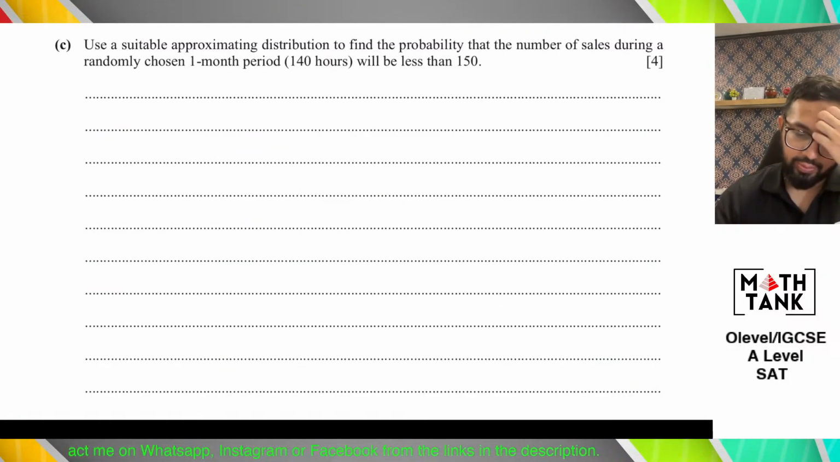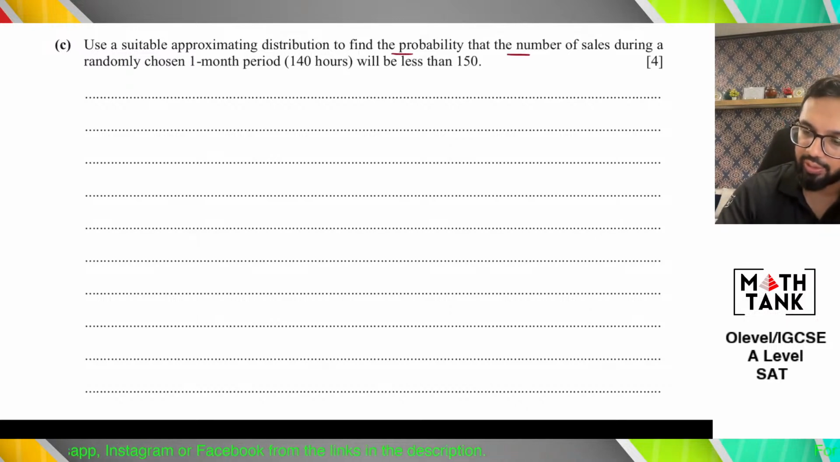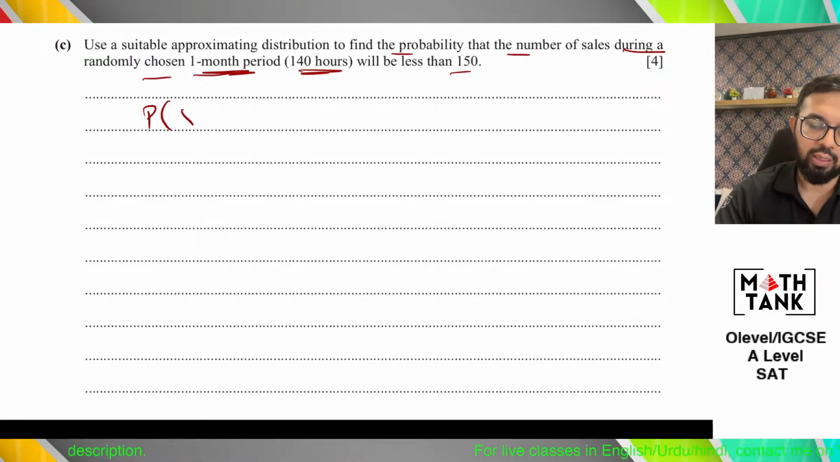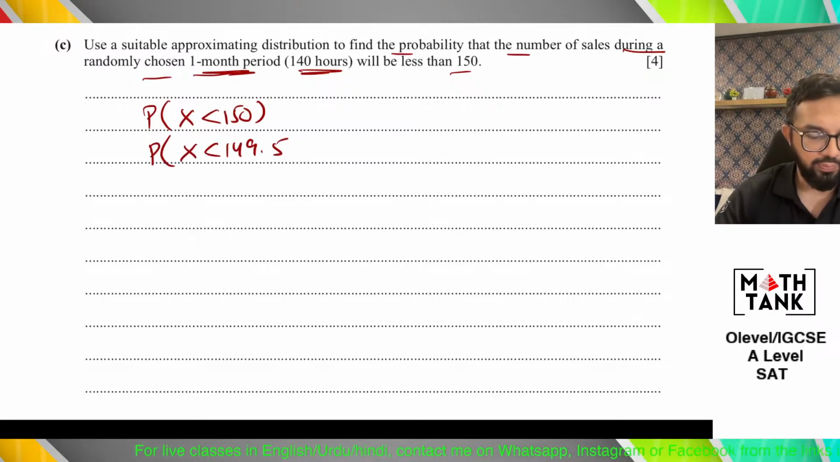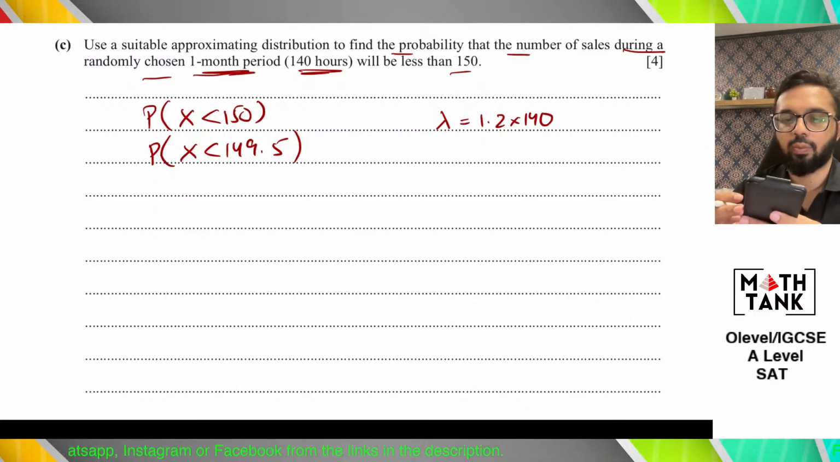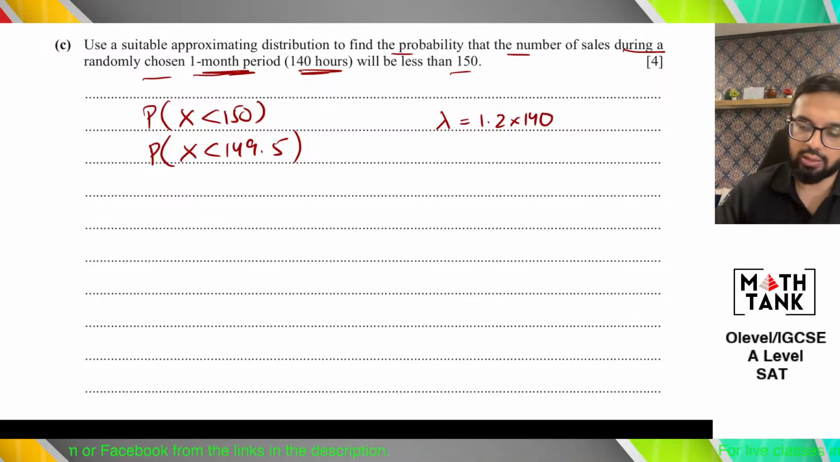Part 2, it says using a suitable approximation, find the probability that the number of sales during a randomly chosen 1 month period, which is 140 hours, will be less than 150. I want to use an approximation. Continuity correction leads me to 149.5. Okay, lambda will have to be evaluated. 1.2 into 140 gives me what? 168.